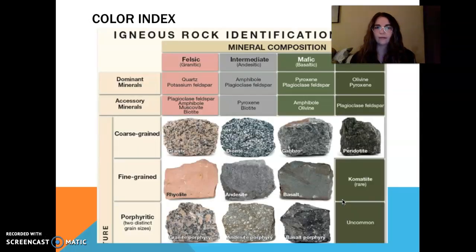And here we have the color index listed, so you can see how the texture and the colors coincide and go hand in hand with each other. And you can see those that have finer crystals and those that have larger ones.